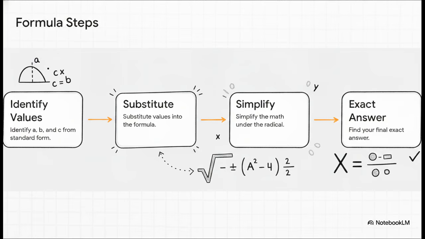And I really want to emphasize this. The hardest part of this entire method isn't the calculus of it. It's purely organizational. Tracking your negative signs when you plug the numbers in is where the vast majority of mistakes happen. Keep your ducks in a row. Step 3. Logically simplify the arithmetic under the radical. And finally, step 4. Reduce the resulting fraction to find your final exact answer.